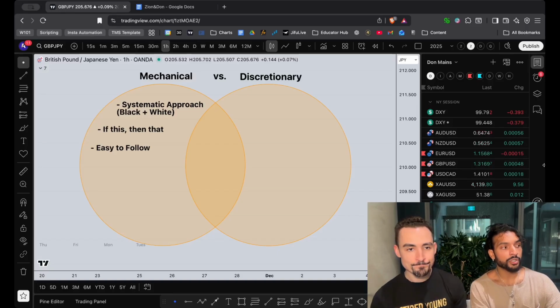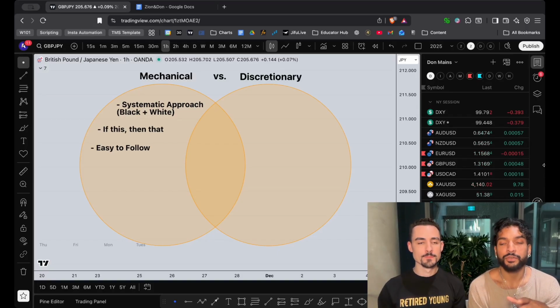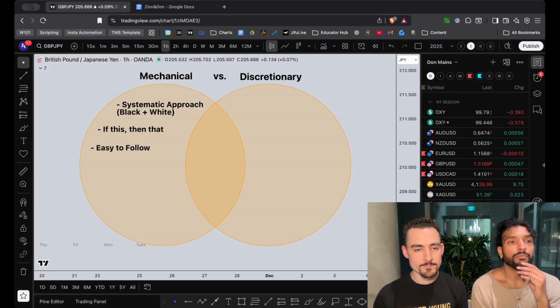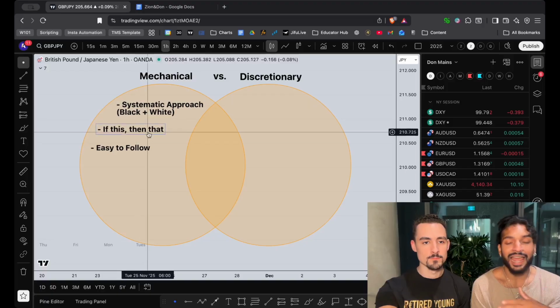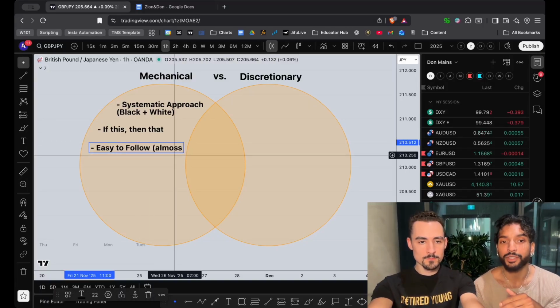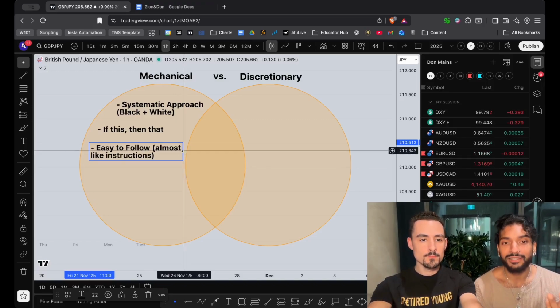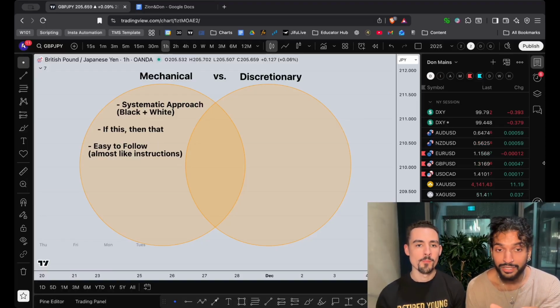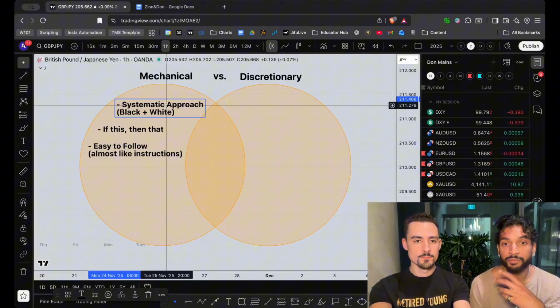A mechanical approach is also what a lot of expert advisors, bots, and automated systems execute for you. A lot of them are based off of mechanical rules. They have to be. There has to be a black and white approach for a bot to execute the strategy or the system.